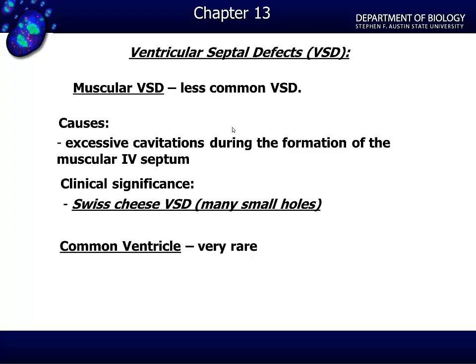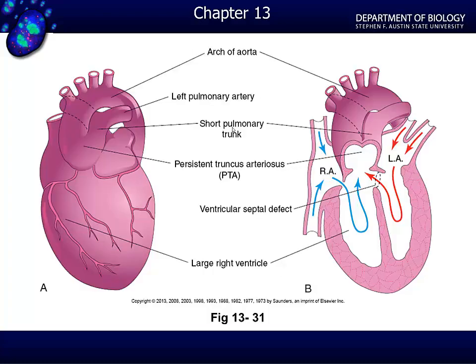Now, a very rare condition is common ventricle, like we saw with the atrium, and in this case that's referred to as cor triloculare biatriatum. And so in this case, that is French for three-chambered heart, your two atria and then your common ventricle.